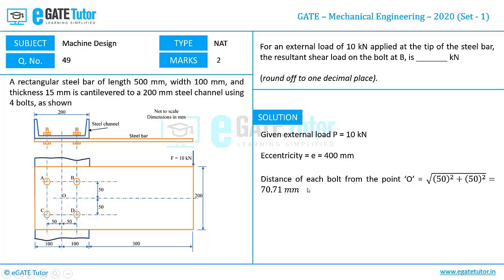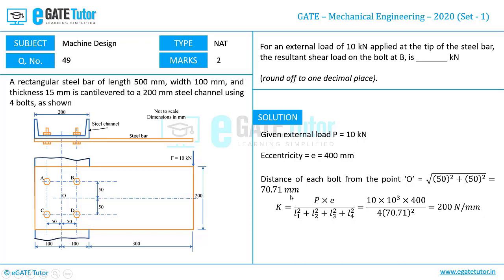50 squared plus 50 squared, which gives us the straight distance between points O and B as 70.71 mm. Now let us calculate a parameter called K, which is P multiplied by eccentricity divided by the addition of length squares. Given that P is 10 kilonewton, converting that into Newton, we multiply with 10 power 3, and eccentricity is 400, divided by 4 times 70.71. This gives us the value of K as 200 Newton per mm.